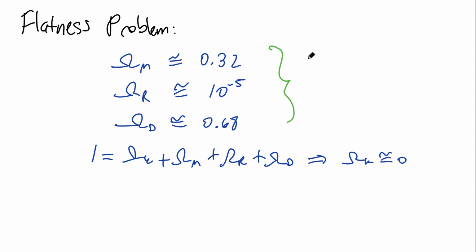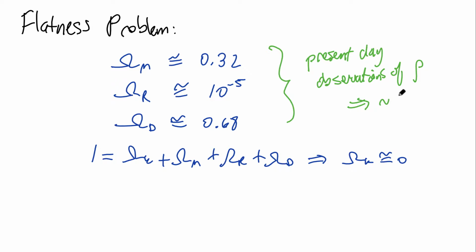So these values, which come from the present day observations of the energy density of the universe, imply that the universe is nearly flat, meaning space has a geometry that to a high degree of approximation is a flat geometry. Now to understand why this is a problem, let's take a look at the Friedmann equation.